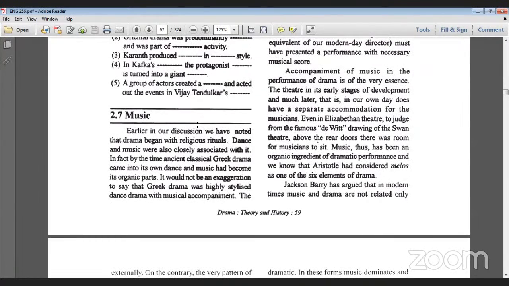Okay, then we come to the music, description of music, how the music. Earlier in our discussion we had noted that the drama began with religious ritual, dance and music were also closely associated with it. In fact, by the time of ancient classical Greek drama, all the concepts are described here. If you go for the Greek, then Greek is always mentioned in those times. Greek drama came into its own, dance and music became an organic part. It would not be an exaggeration to say that Greek drama was a highly stylized dance drama with musical accompaniment.